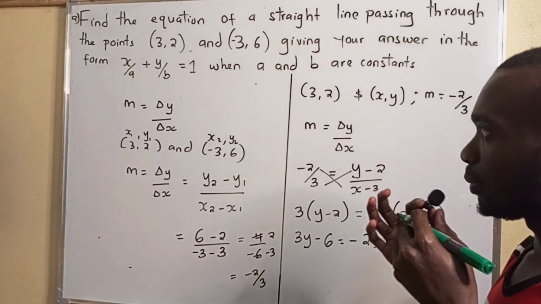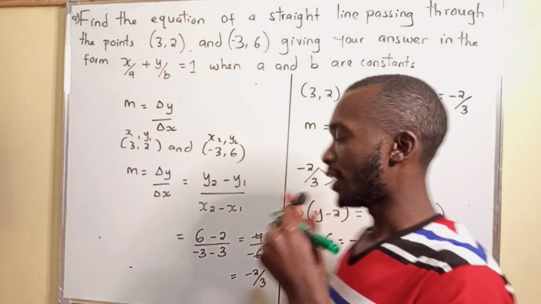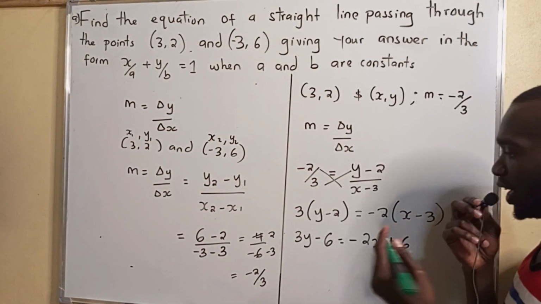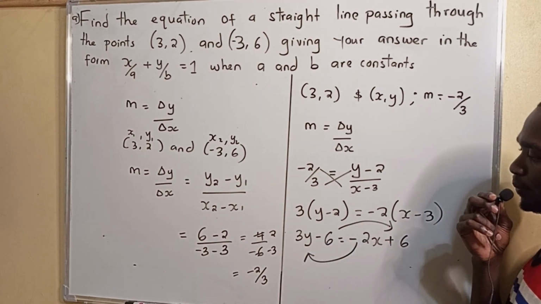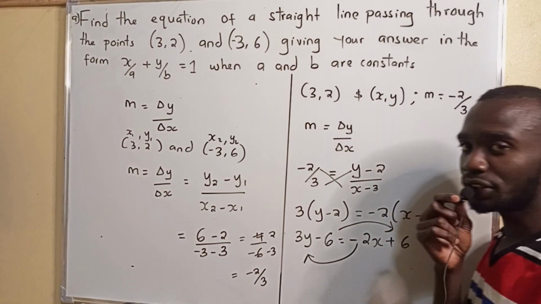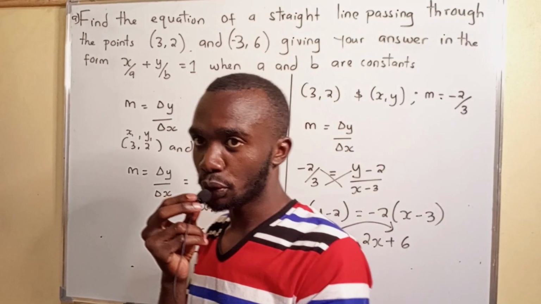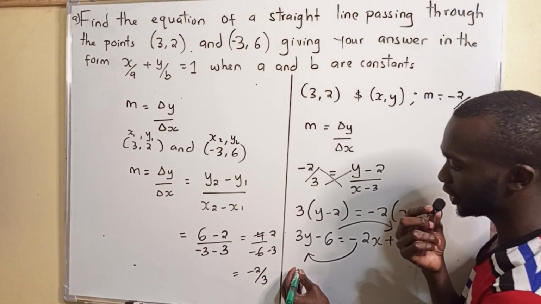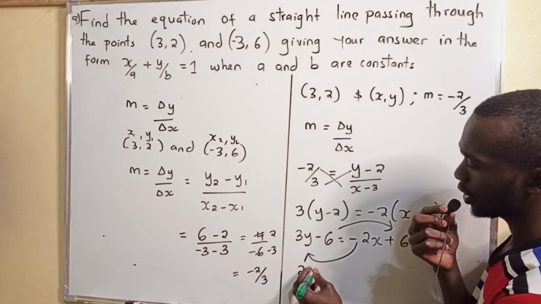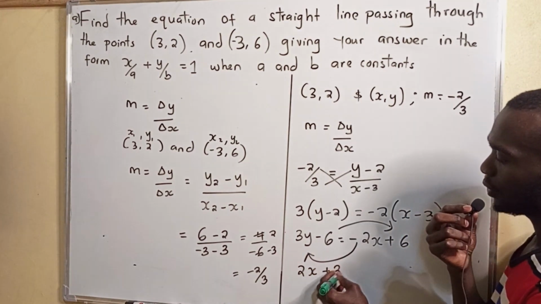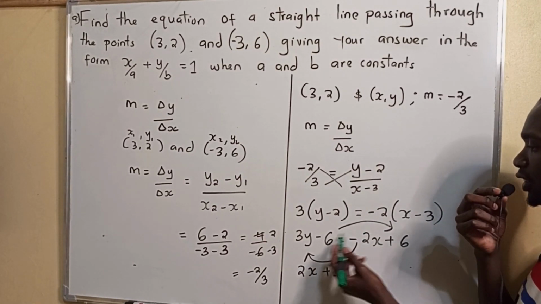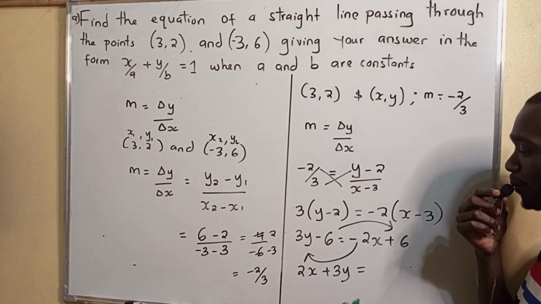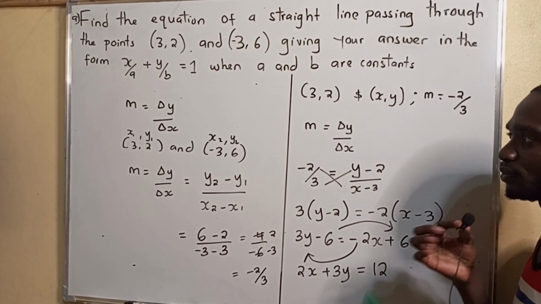Now the answer should be in the form x over a, which means you're supposed to start with x. So this term crosses the equal sign, and this one also crosses the equal sign. When negative 2x crosses the equal sign, it becomes 2x, so we have 2x plus 3y is equivalent to 6. The negative 6 crossing the equal sign becomes positive 6, so 6 plus 6 is 12.